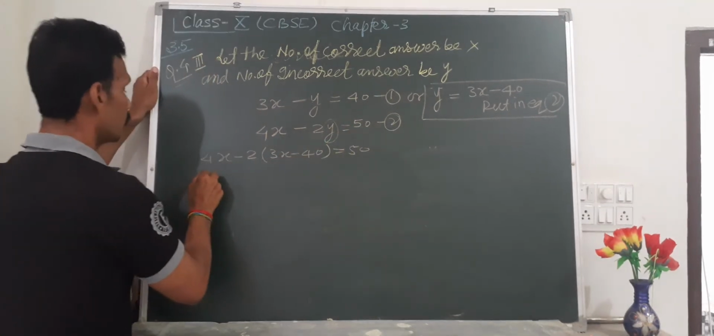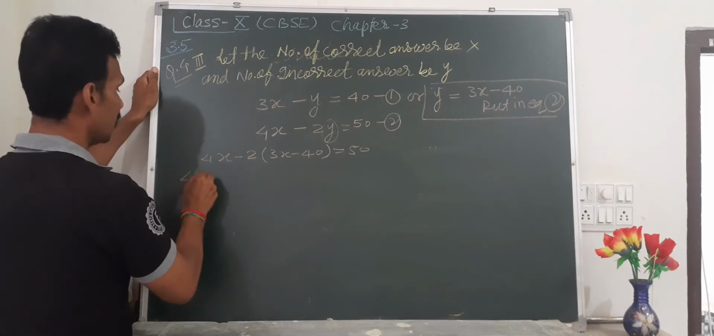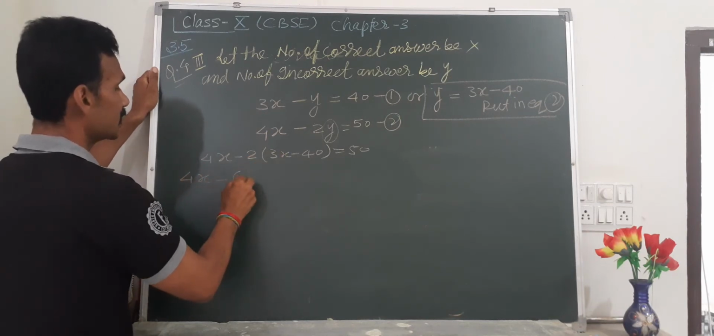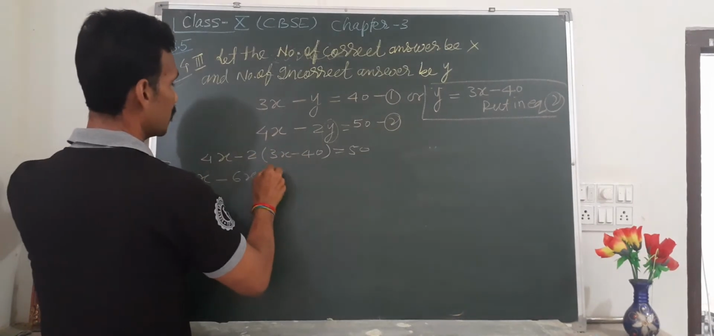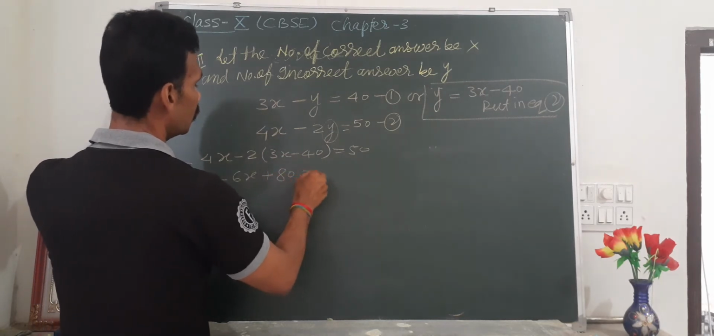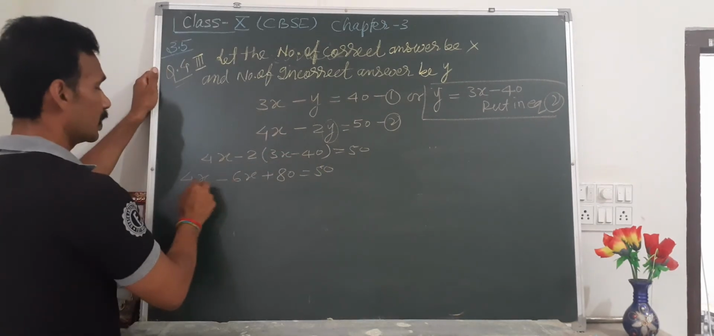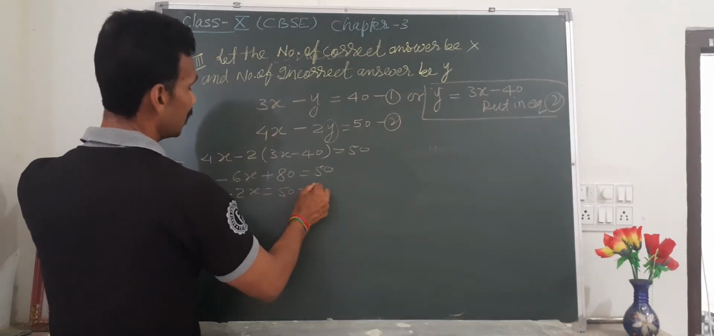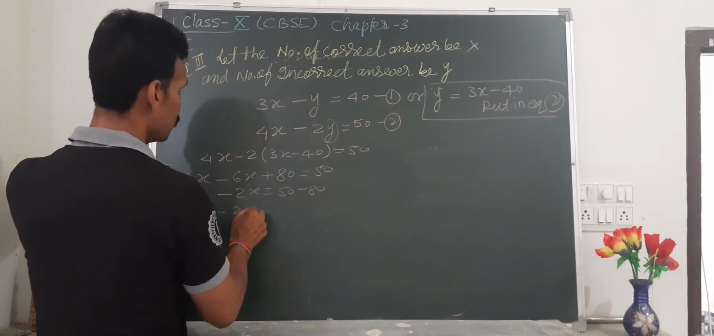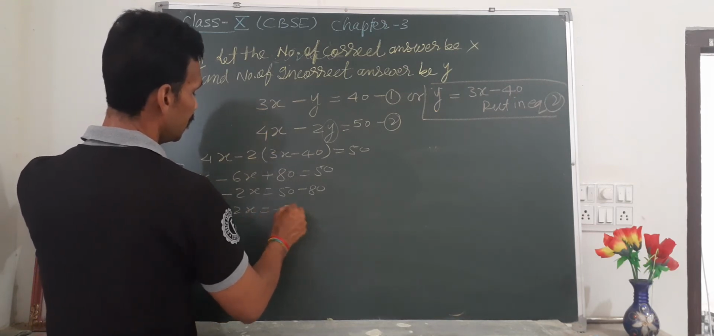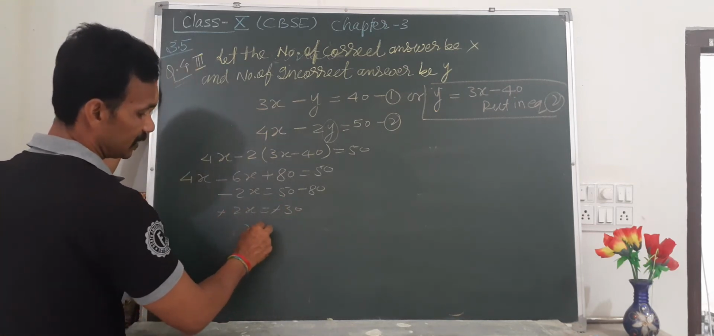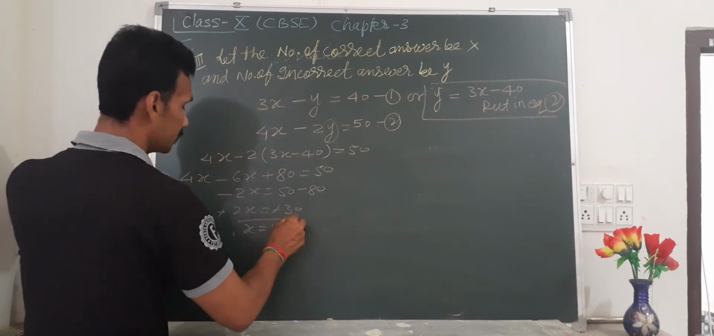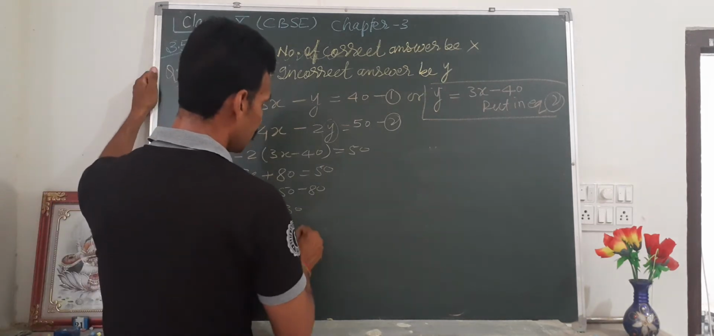Then solve: 4x minus 2 into 3x, 6x, minus minus plus 80 equals 50, right? 4x minus 6x, so minus 2x equals 50 minus 80, and minus 2x equals minus 30, so x equals 15.